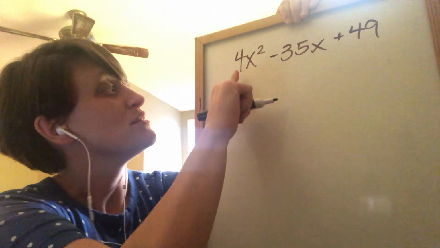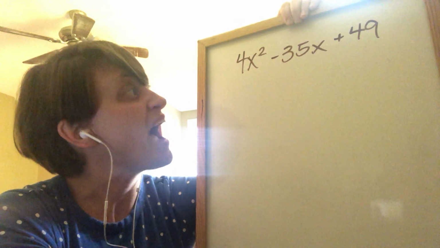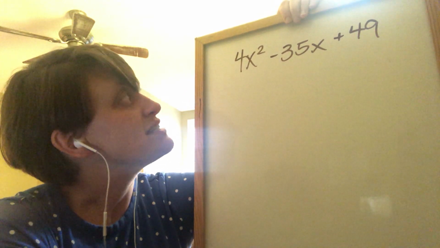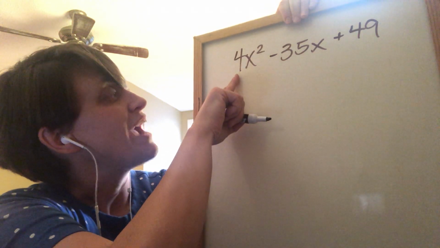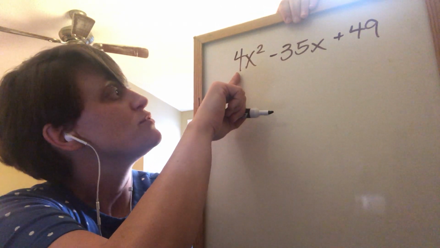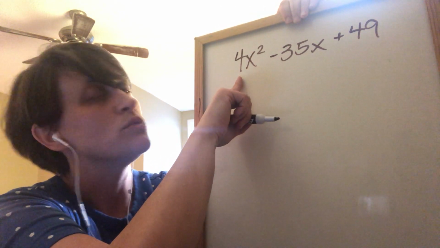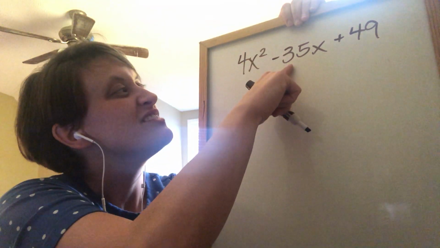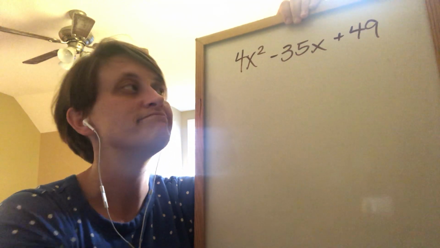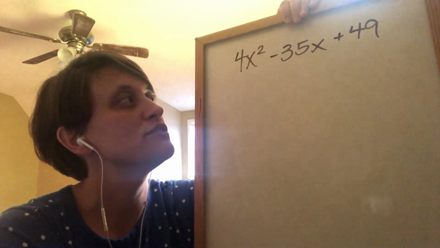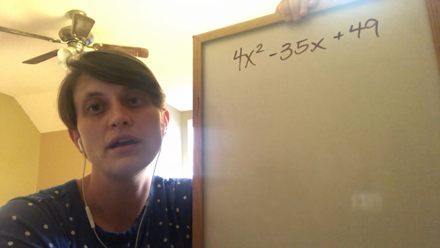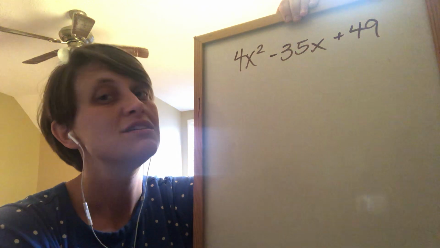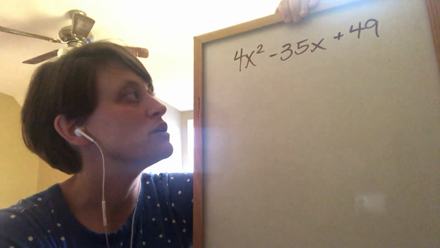I'd rather not multiply 4 by 49 if I don't have to. So we look for greatest common factors. The only factors of 4 are 4, 2, and 1. 1 is not going to be very helpful for us in this case. But 35 does not have a factor of 4 or 2. 49 doesn't have a factor of 4 or 2. So we're kind of out of luck when it comes to greatest common factor. So we're going to have to multiply 4 and 49.